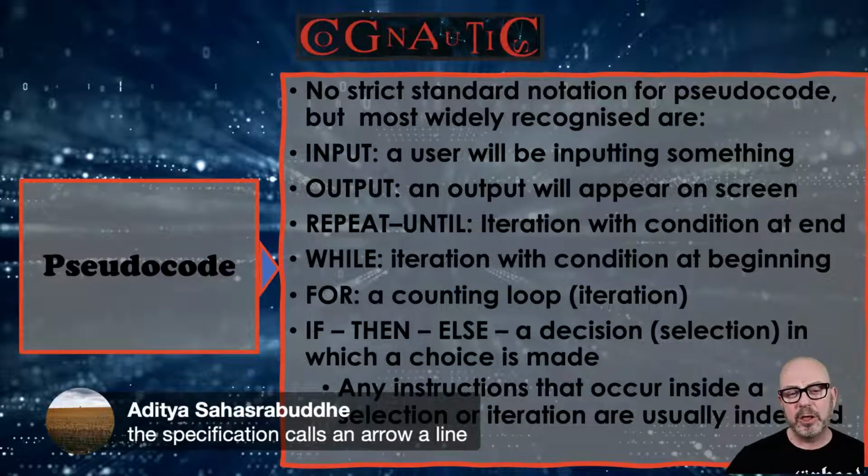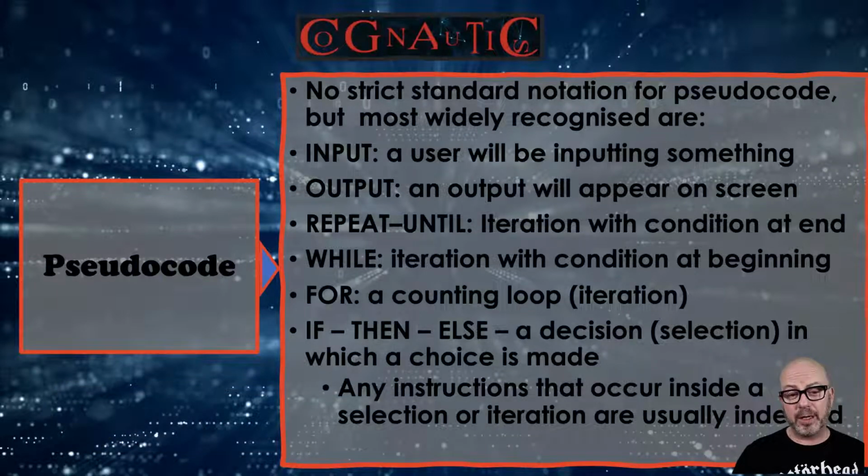So there's no strict notation for pseudocode, but these are the ones that you need to recognize. We've got an input, we've talked about before, we've got an output. Now we get into the meat of this, right? The repeat until, the while, the for, and the if then else. Those 1, 2, 3, 4 are the only 4 structures that you really need to know, the constructs, okay? So let's talk a little bit about those.